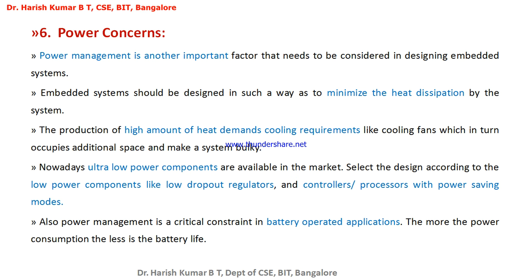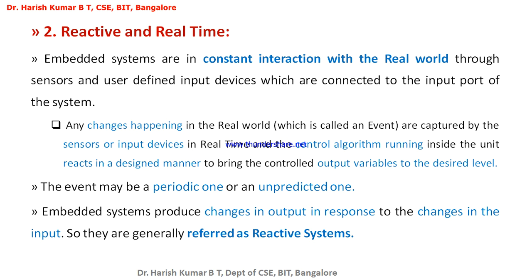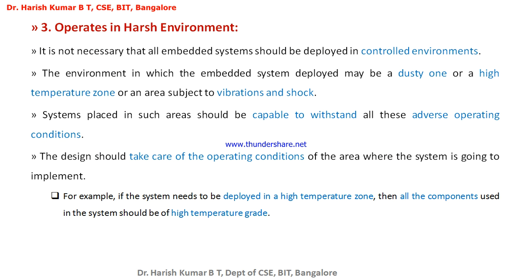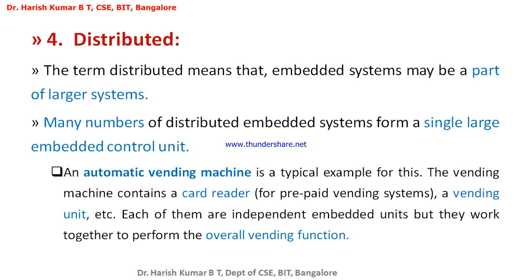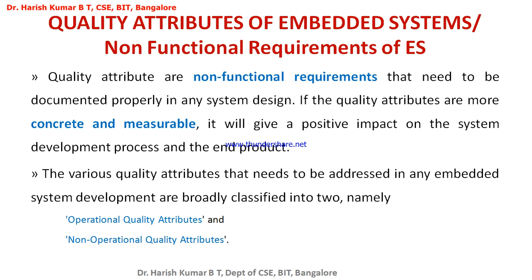So till now you understood the main important characteristics of the embedded system, the 6 characteristics, starting from application and domain specific, reactive and real time, operates in harsh environment, distributed in nature. So it's not like an embedded system should be an independent one. An embedded system can be a part of a larger system, and all of those embedded systems within the larger system work together in order to achieve a common purpose or goal. Next, small size and weight, lightweight, and power concerns. So these are the 6 important characteristics of an embedded system.